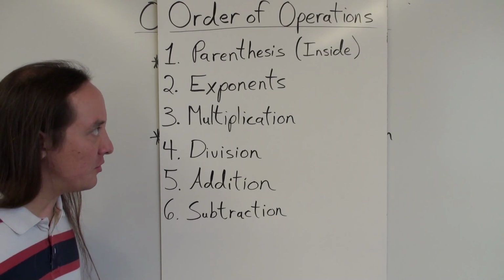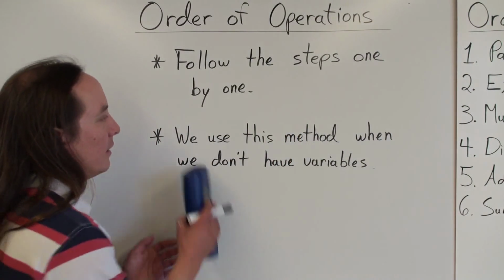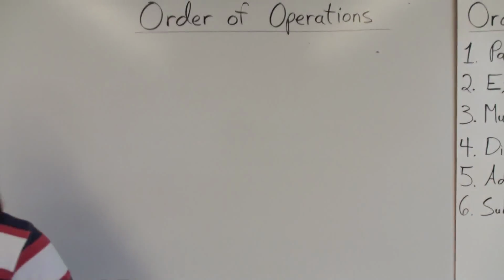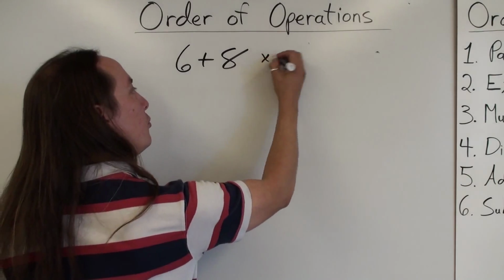Okay? So let's start looking at some examples, all right? Let me put that to one side for a second here. And I'll write the first one here. It's 6 plus 8 times 2 squared.